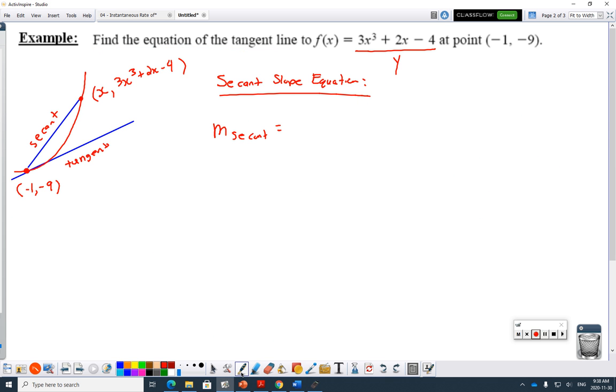Here, my second y value is a big mess. It's scary when you go to do this. It's a little bit more difficult, but that's what we're after here, the second y value. 3x cubed plus 2x minus 4. Subtract y1, which is the negative 9.